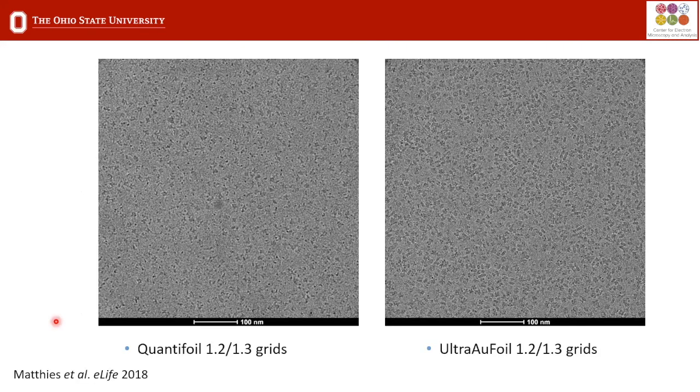So here's one example where we had a membrane protein that was falling apart. So we embedded it in a nanodisc and put it on a quantifoil grid. And even in the nanodisc, we still found a lot of our protein falling apart. But when we combined the nanodisc with an UltrAuFoil grid, which contains no carbon, it's all gold, we saw that the protein complex stayed together very nicely.